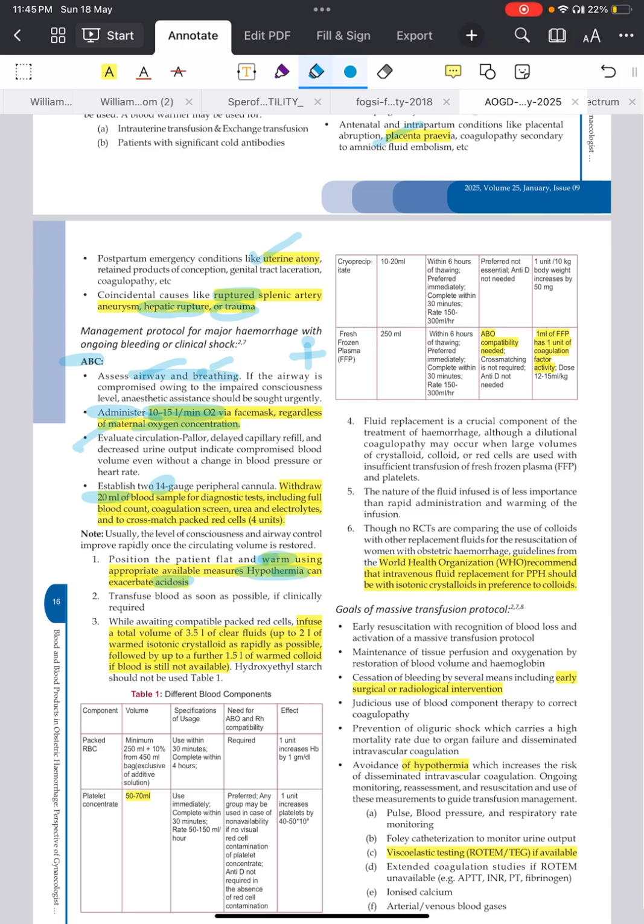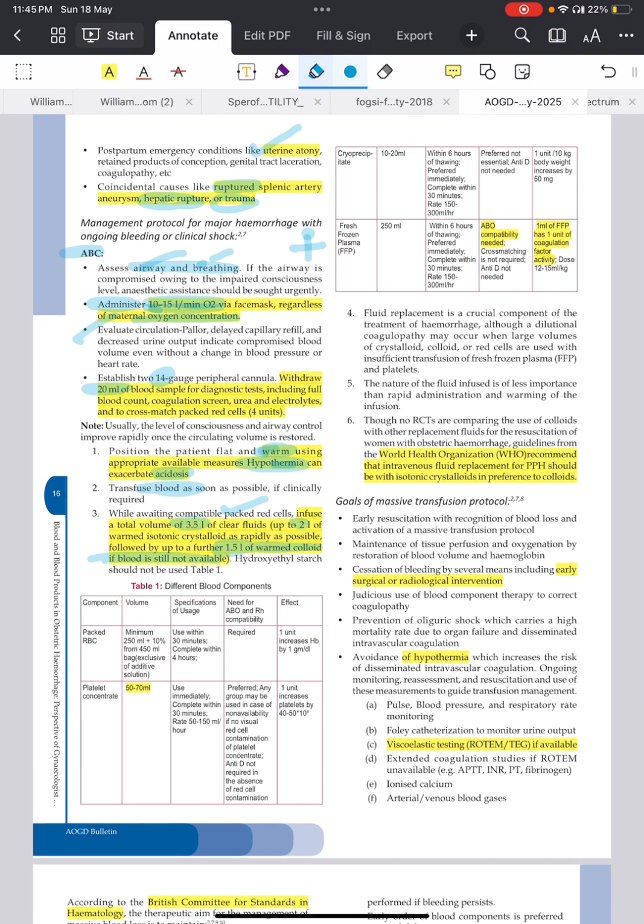Okay, transfuse blood as soon as possible. While awaiting the PRBCs, you'll infuse fluid, at least up to 2 liters of fluid should be given. Okay, as soon as possible. If there are no crystalloids, then you can give 1.5 liters of warm colloids.